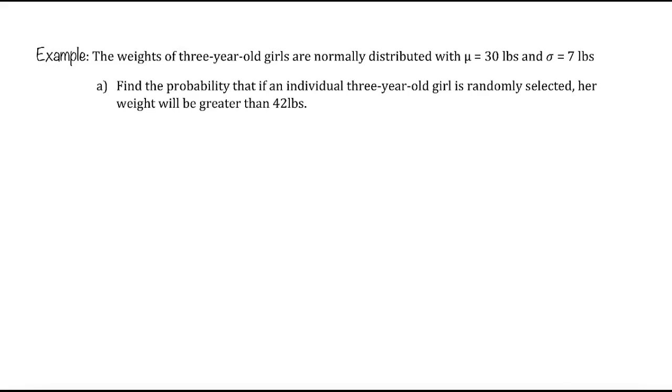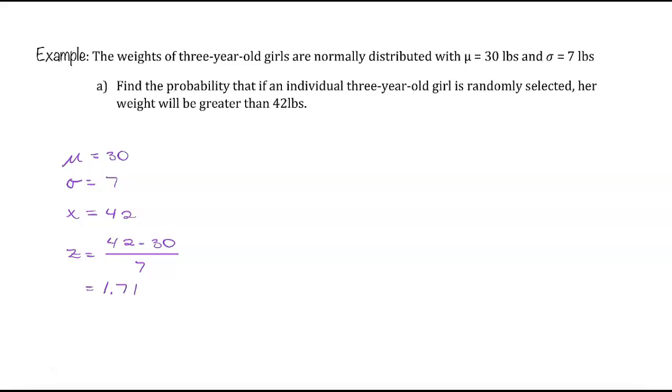Here we're told that the weights of 3-year-old girls are normally distributed with a mean of 30 pounds and a standard deviation of 7 pounds. We'll find the probability that if an individual 3-year-old girl is randomly selected, her weight will be greater than 42 pounds. In this situation, we have a population mean of 30, a standard deviation of 7, and a data value that we are interested in of 42. This data value's corresponding z-score is given by 42 minus 30 divided by 7. So z in this case is 1.71.